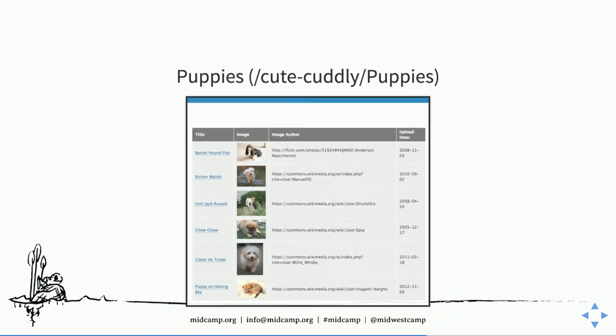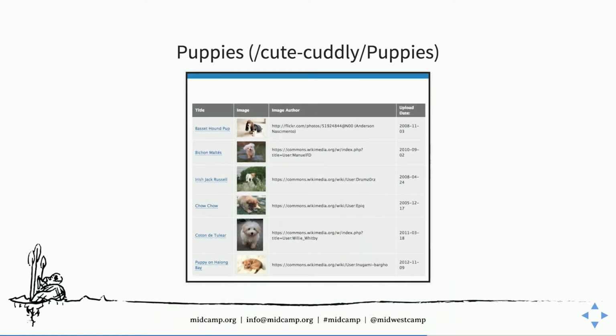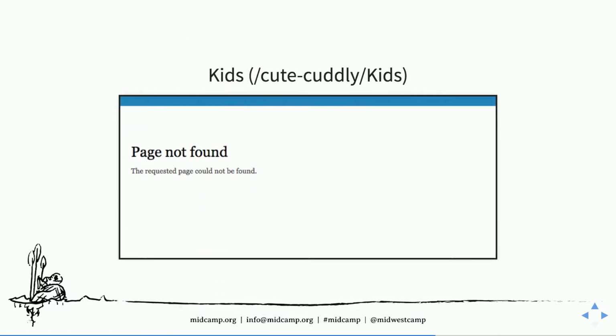So that's kittens. Of course, we can do the reverse. We can select cute cuddly puppies. And then the final option is if we entered a URL of cute cuddly / kids, even though kids aren't cute and cuddly, we don't have that as a term. So this behavior says, as per what we've selected, page not found.